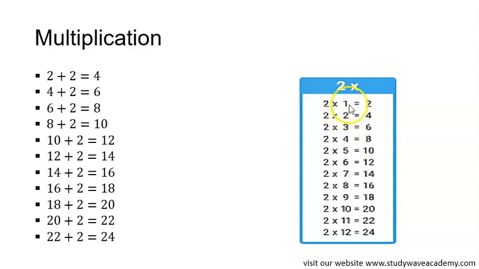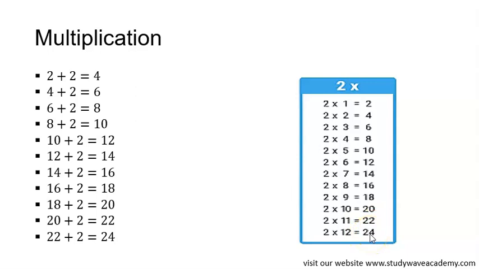What do I mean? 2 times 1 is 2, right? If you add 2, that is addition. If you plus 2 to 2, it will give you 4. If you plus 2 to 4, it will give you 6. If you plus 2 to 6, it will give you 8. If you plus 2 to 8, it will give you 10. If you plus 2 to 10, it will give you 12. If you plus 2 to 12, it will give you 14. If you plus 2 to 14, it will give you 16. If you plus 2 to 16, it will give you 18. If you plus 2 to 18, it will give you 20. If you plus 2 to 20, it will give you 22. And if you plus 2 to 22, it will give you 24.